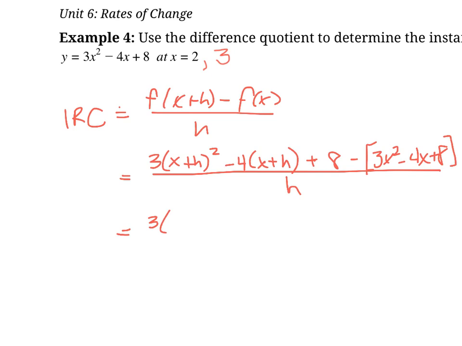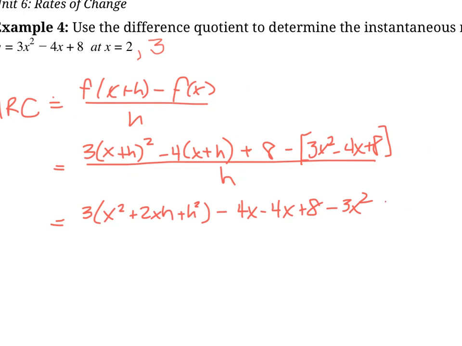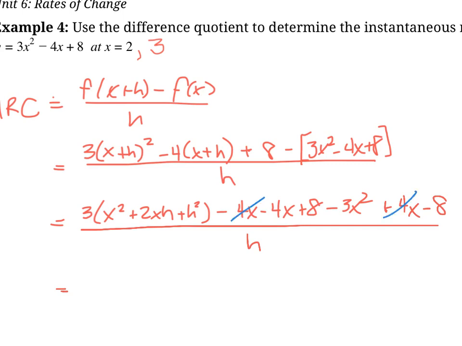So that's going to be 3 times x squared plus 2xh plus h squared, minus 4x minus 4h plus 8, minus 3x squared plus 4x minus 8. Whoa, that looks crazy. But look what happens. Already, this 4x and this negative 4x are going to cancel out. This 8 and this negative 8 are going to cancel out. So it's already gotten a lot simpler just by canceling a few little things out. And this actually happens a lot when we deal with these things. Okay, so let's continue.